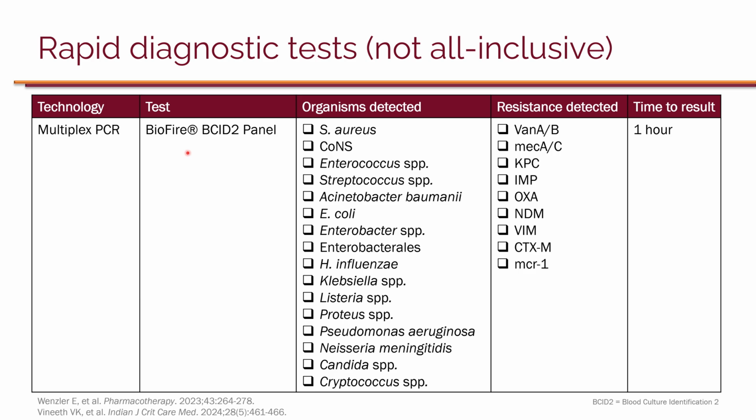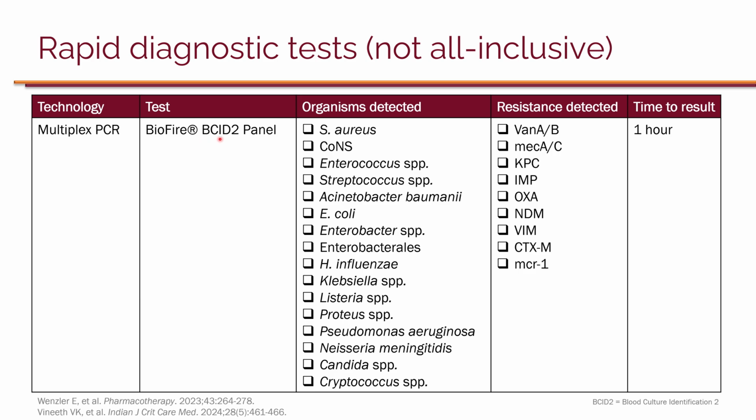So that was phenotypic testing. Now let's take a look at genotypic testing, which is a much faster process. These are commonly referred to as rapid diagnostic tests, also called molecular tests because they detect genes in these organisms. So there are different technologies available. One of the most common ones is PCR, or polymerase chain reaction. A multiplex PCR, an example of it is the BioFire BCID2 panel.